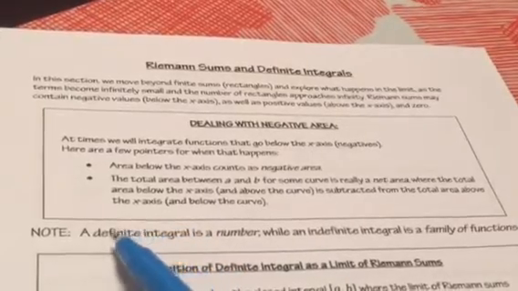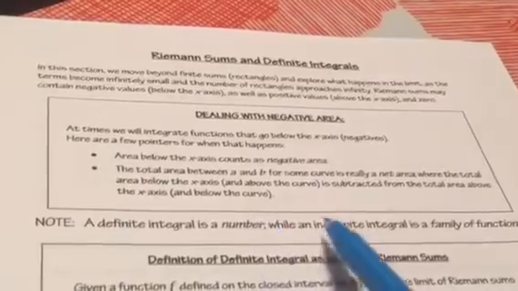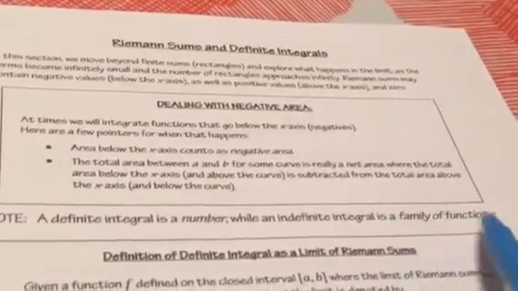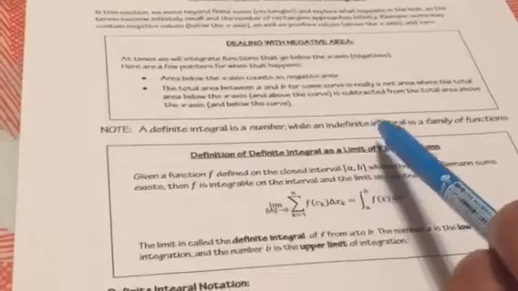It's important to note that a definite integral is a value, it's a number, while an indefinite integral is a family of functions. This is what we had begun integration with, in that we were including a plus c, or a constant term, at the very end.